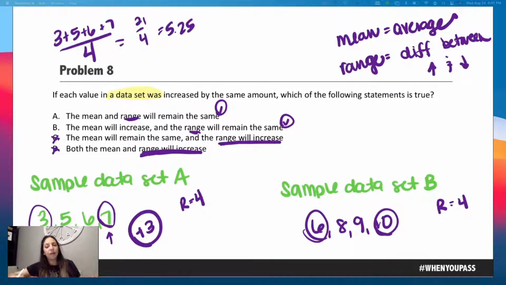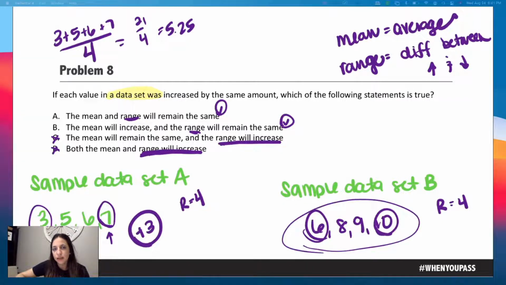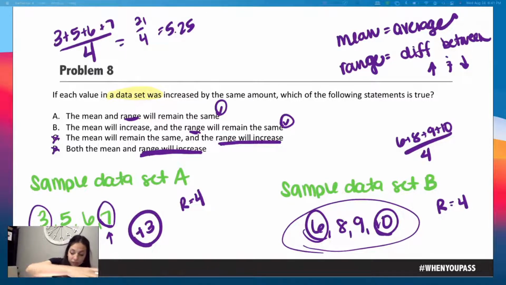Now, what's going to happen in my next data set? My numbers increased, but I still have the same number of numbers, which means that the mean is going to increase. 6 plus 8 plus 9 plus 10 divided by 4 is not going to be the same as 3 plus 5 plus 6 plus 7 divided by 4. 6 plus 8 plus 9 plus 10 divided by 4 is 33 divided by 4, which is 8.25. So the mean is going to increase, but the range is going to remain the same.